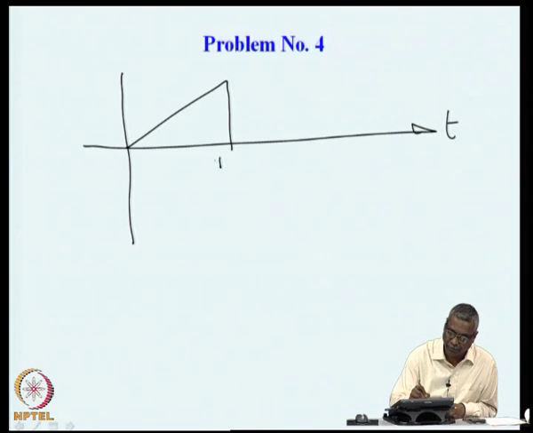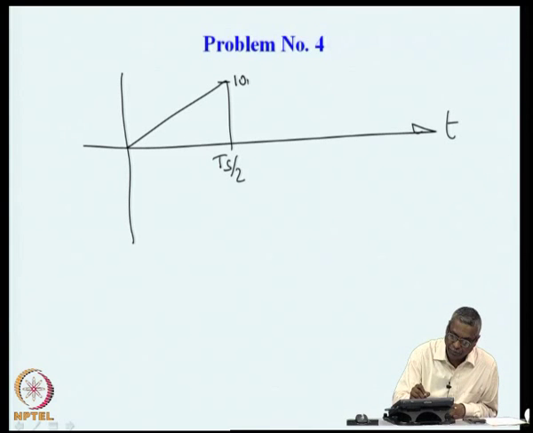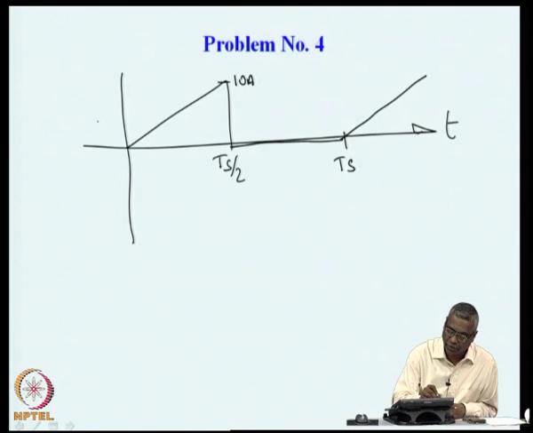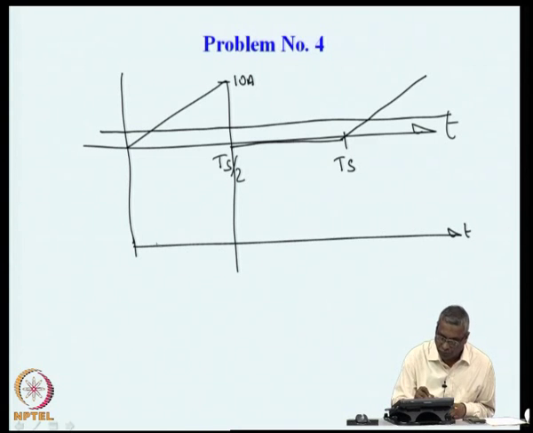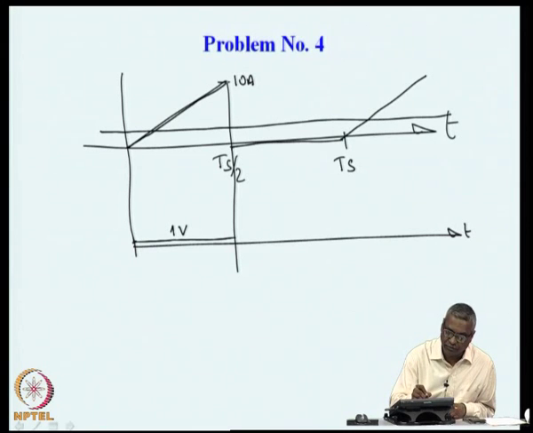So, for half the time Ts by 2, the current goes to a peak value of 10 amperes, and then the next cycle again is a ramp of that nature, this is Ts. So, it is possible to find out the average current of this particular device. So, when the device is on, the voltage across this device is 1 volt and the current is linearly increasing from 0 to 10.